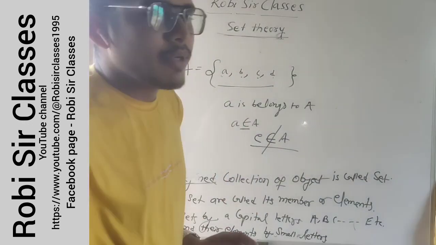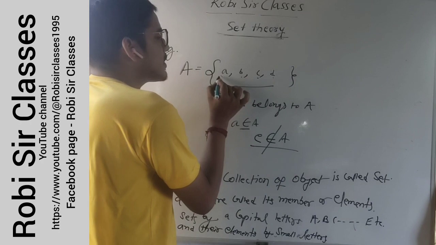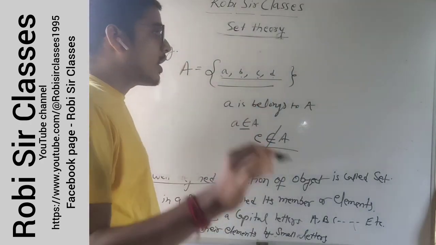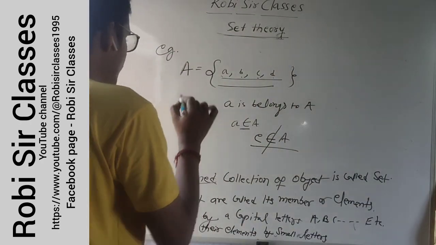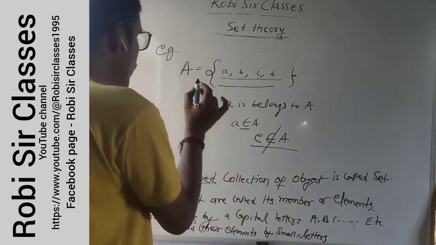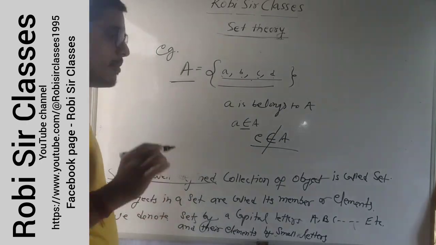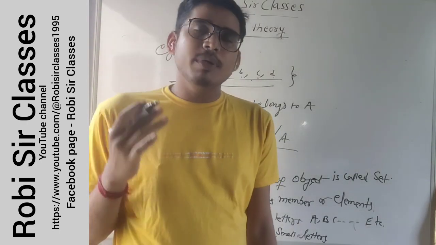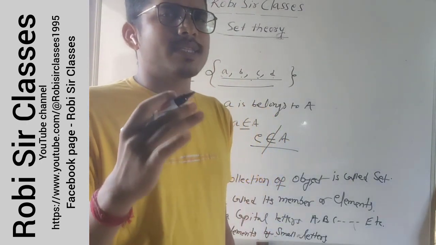You must remember that the elements of a set must be in small letters, and the objects in a set are called its members or elements, and we denote sets by capital letters like A, B, C, D, X, Y, Z, etc.